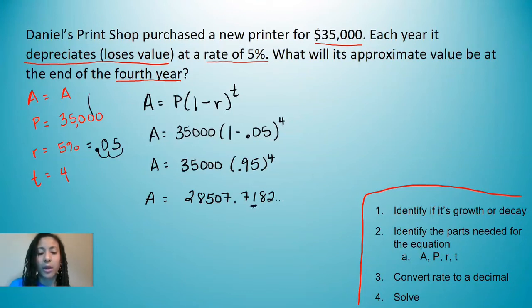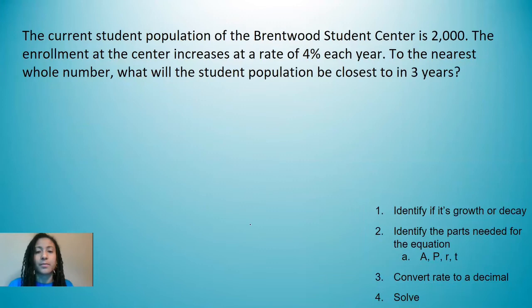Now, if we're rounding, we have to look to the right. And this tells us if we're going to round up or leave it. If this number is 5 or more, we round up. If it's 4 or less, it stays. So for this particular problem, the approximate value would be $28,507.72. Okay, next one.